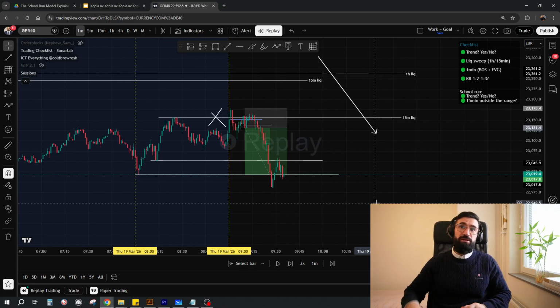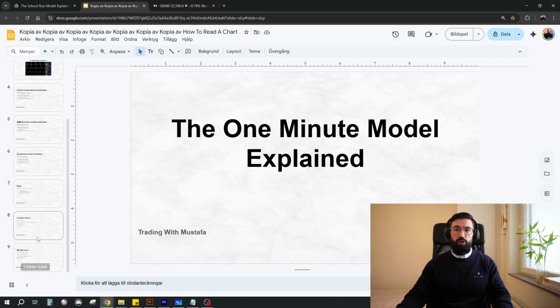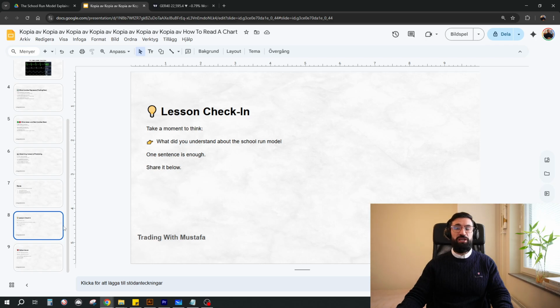So this is an explanation of the 1 minute model. Hope this made sense to you. If you have any questions, feel free to comment them, so I will get back to you with a response as quickly as possible.